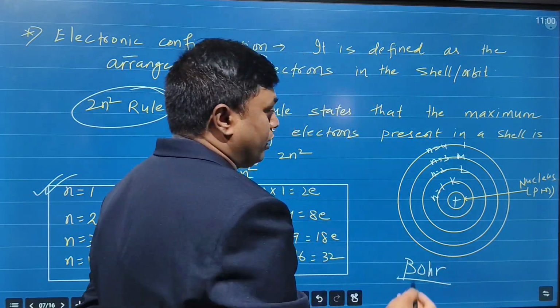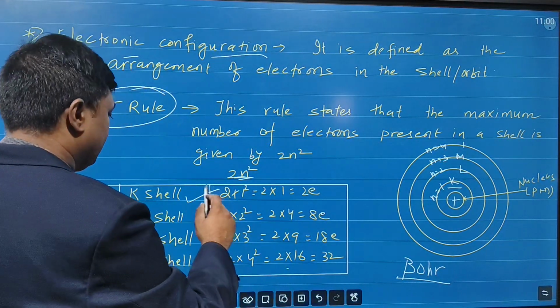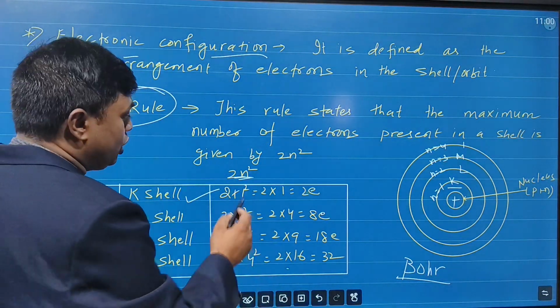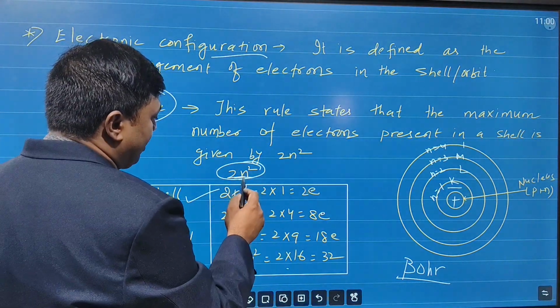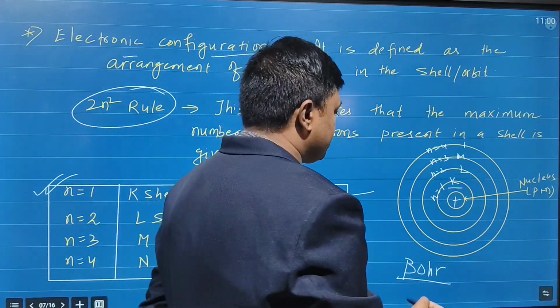What he told is, for n equal to 1, it is called the K shell. The name is what? K shell. How many electrons are there? 2n square. So 2 into n value, which is 1, so 2 into 1 square. 2 into 1 is equal to 2 electrons. Yes or no?